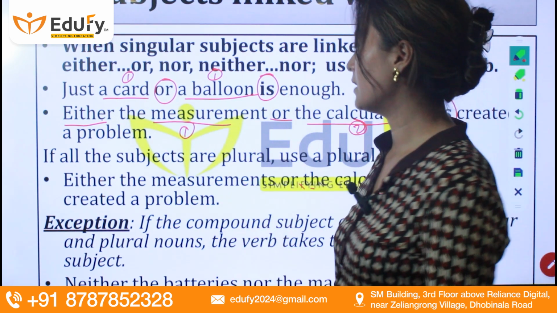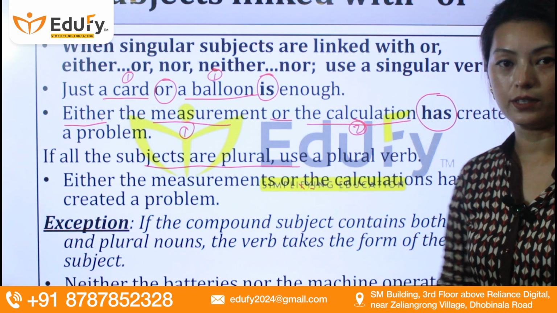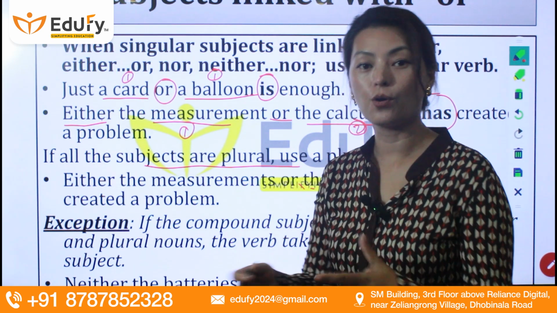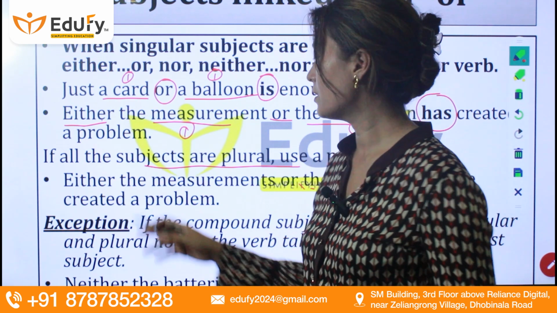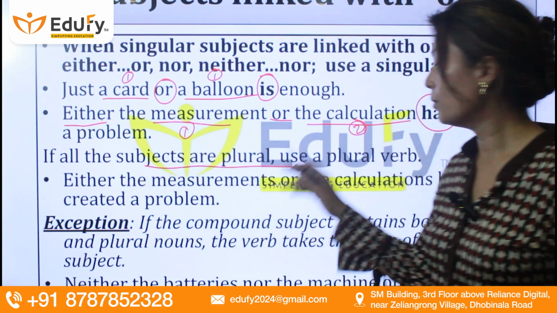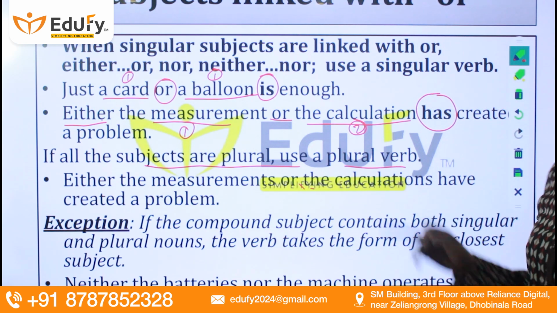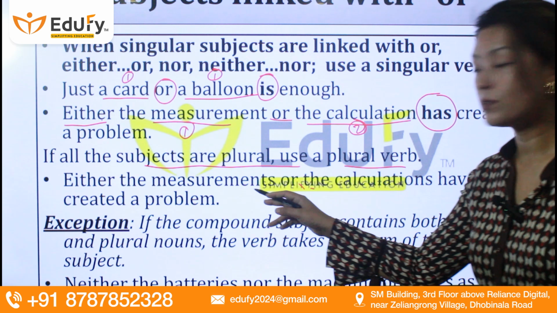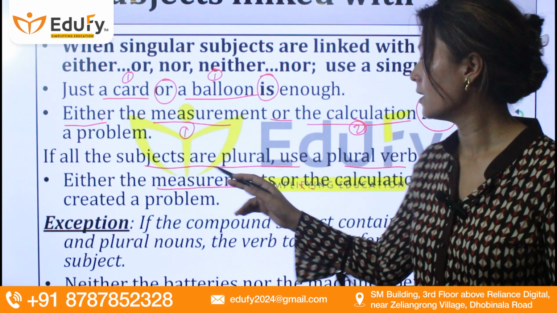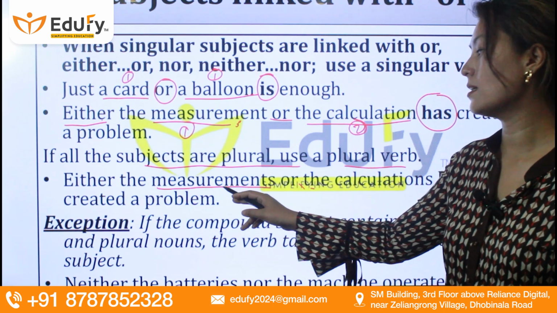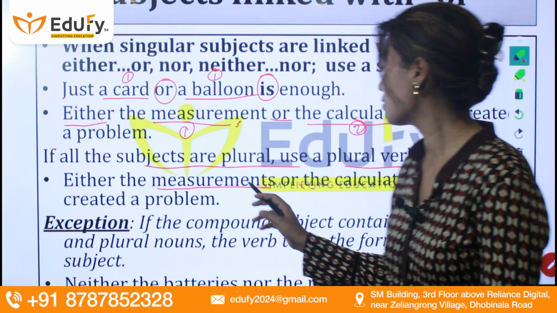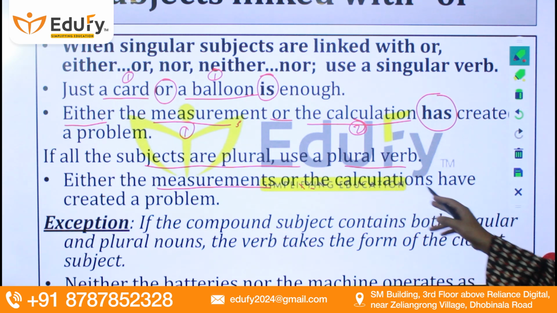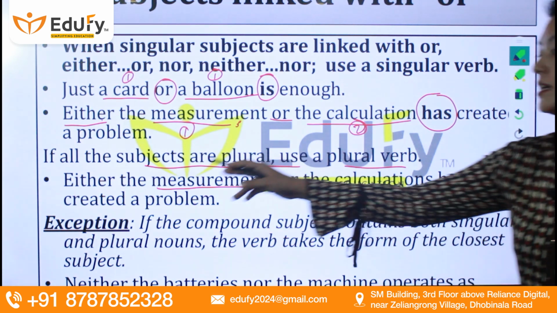Now, if you go to the next sentence, subjects are plural, right? That means if both the subjects joined by either or, neither nor are plural, then you will have to use a plural verb. For example, either the measurements, so now measurements has become plural. In the earlier sentence it was singular, now it has become plural, right? So again, either the measurements or the calculations have created a problem.